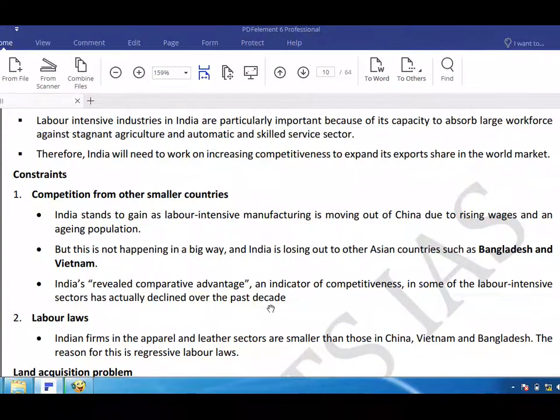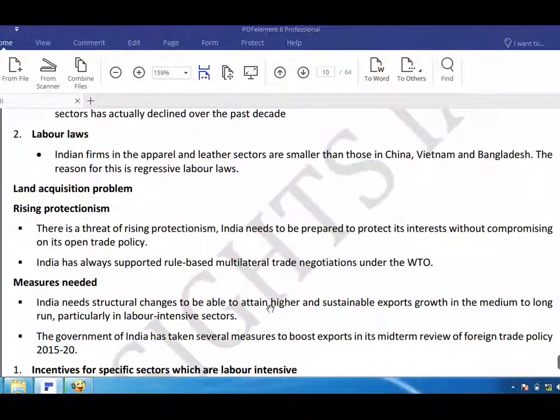2. Labor laws. Indian firms in the apparel and leather sectors are smaller than those in China, Vietnam and Bangladesh. The reason for this is regressive labor laws. 3. Land acquisition problem. 4. Rising protectionism. There is a threat of rising protectionism. India needs to be prepared to protect its interests without compromising on its open trade policy. India has always supported rule-based multilateral trade negotiations under the WTO.